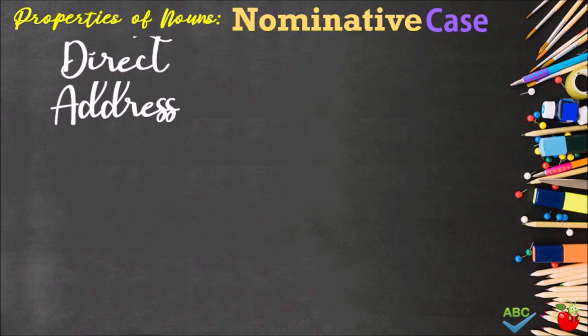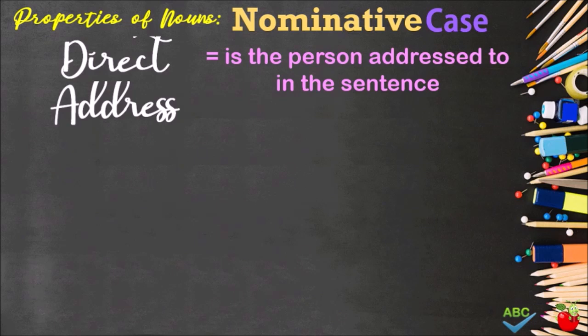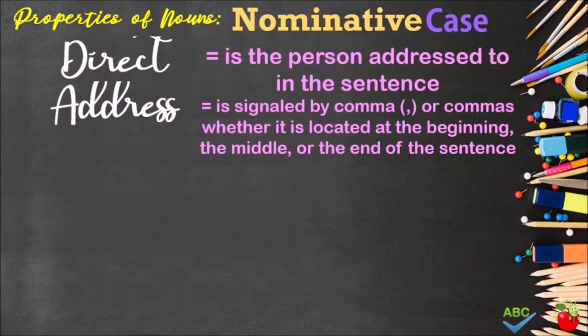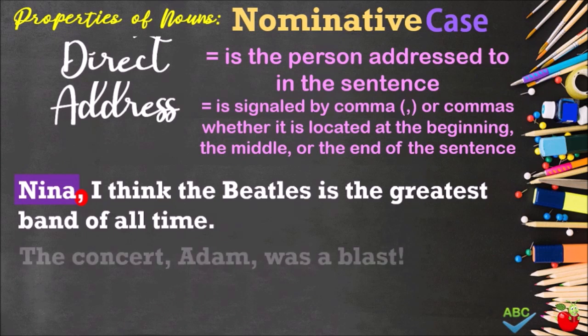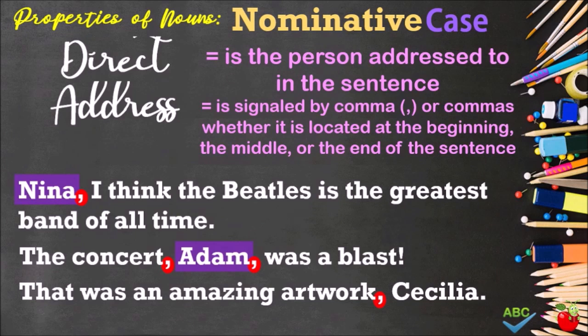Let us now talk about the direct address. Direct address is the person addressed to in the sentence. It is signaled by a comma or commas whether it is located at the beginning, the middle, or at the end of the sentence. For example, Nina, I think the Beatles is the greatest band of all time. In this sentence, Nina is the person being addressed to. The concert, Adam, was a blast. In this sentence, the word Adam is the word that functions as a direct address. That was an amazing artwork, Cecilia. In this sentence, Cecilia is the person being addressed to. Again, the words Nina, Adam, and Cecilia function as direct address in these sentences.